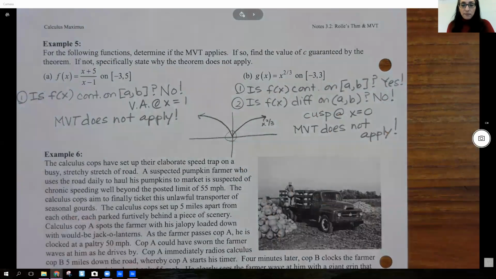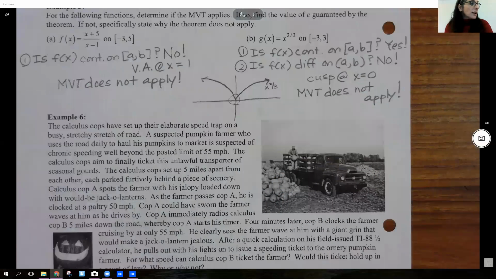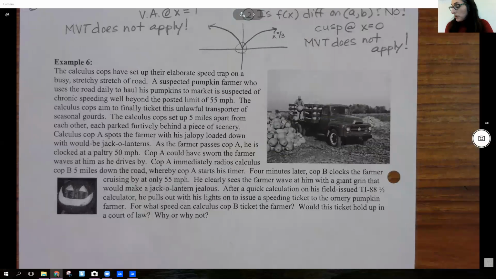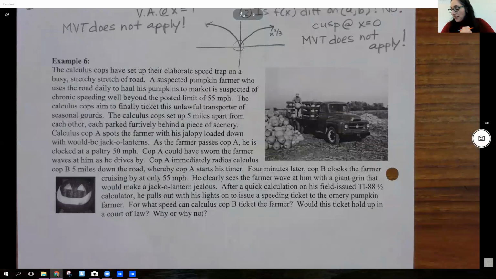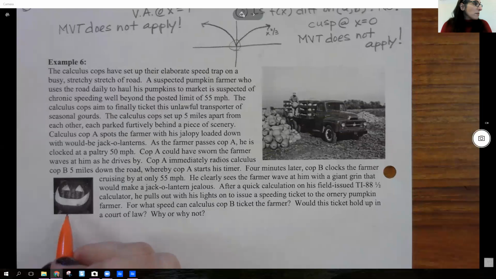Perfect. Nice. All right, let's move on to example 6. Holy cow, there's a lot of words in this one. All right, here we go. Corpy's sarcasm is coming through. I can tell. You can tell by the smile on the pumpkin here.